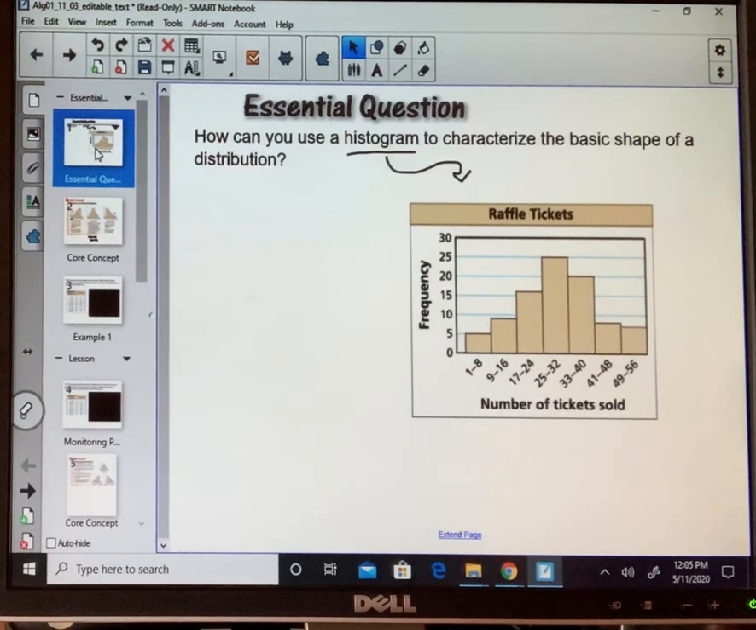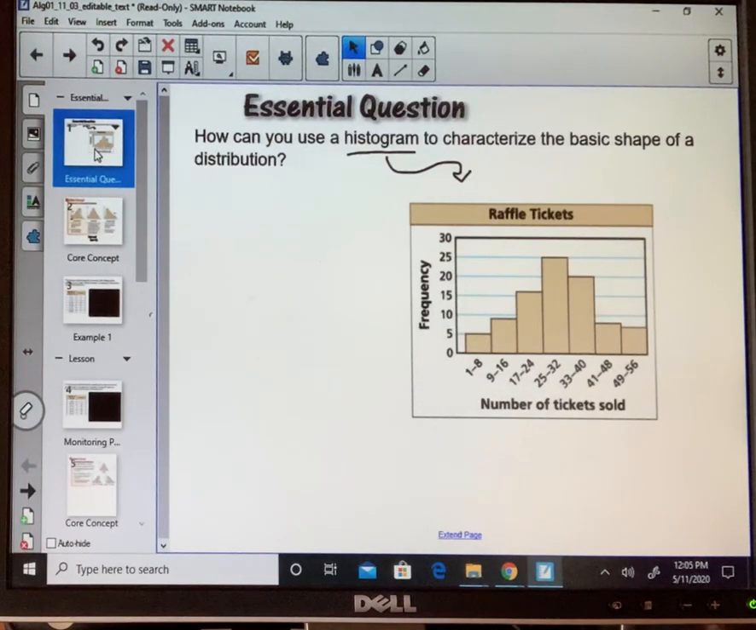Hey guys, so today we're going to talk about shapes of distributions. Now, we kind of talked a little bit about that with box plots when we talked about skewed left, skewed right, and symmetric. But today we're going to talk about those situations when we're talking about a histogram.